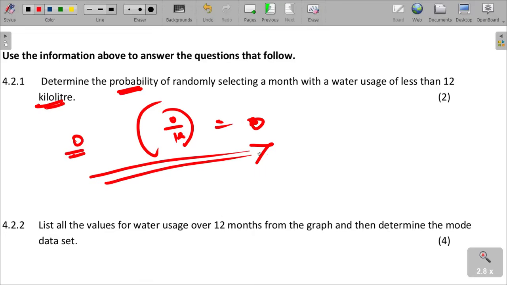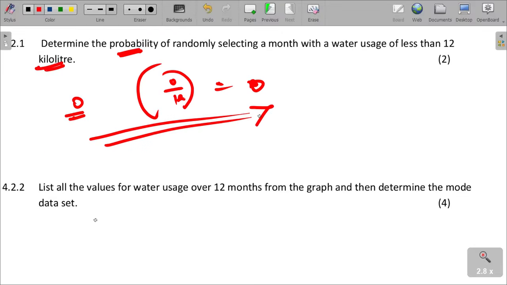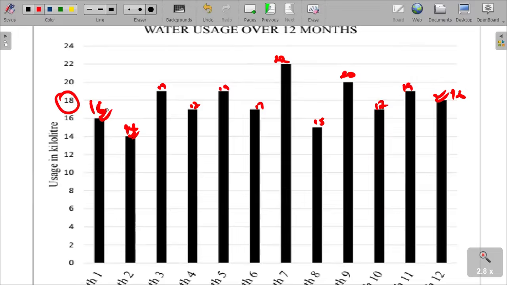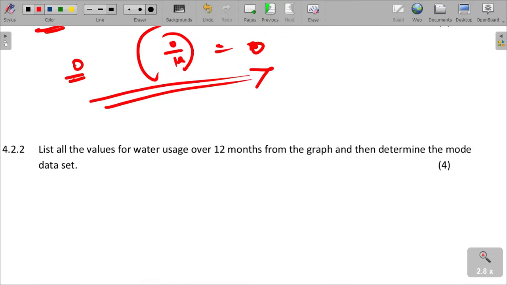And then list all values for water usage over 12 months from the graph, and then determine the mode of the data set. So from the listed values of water usage for the 12 months, we are just listing all these numbers as they are.